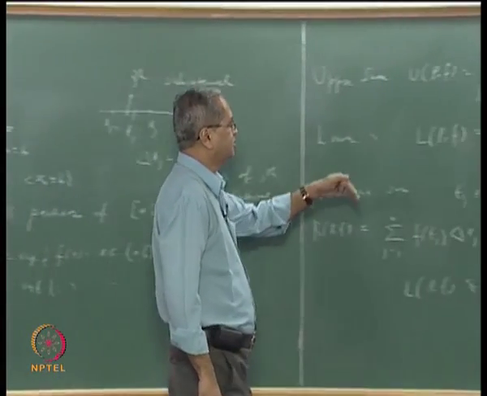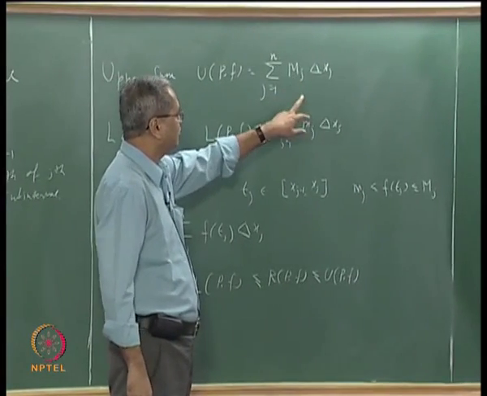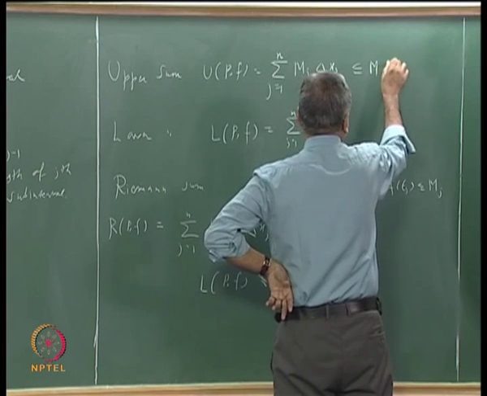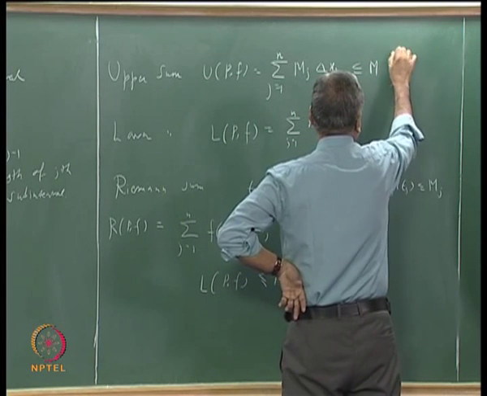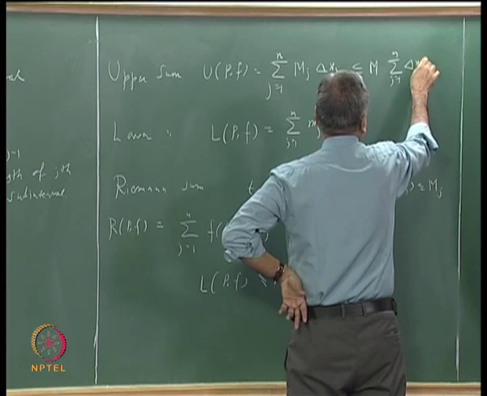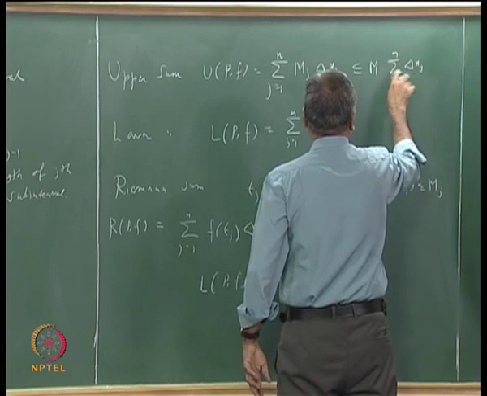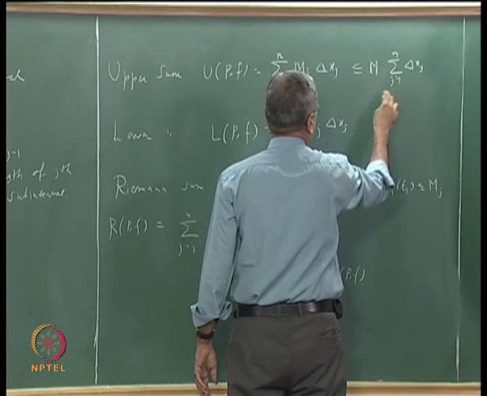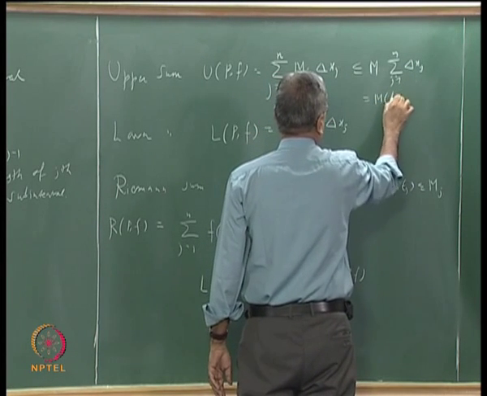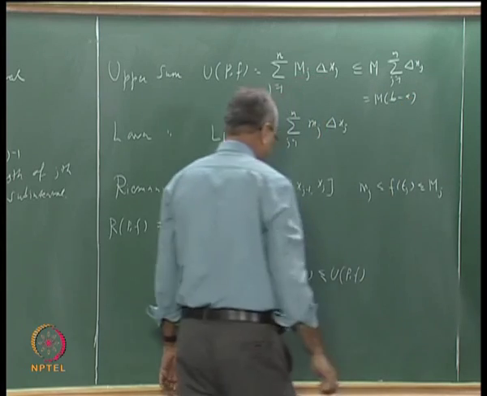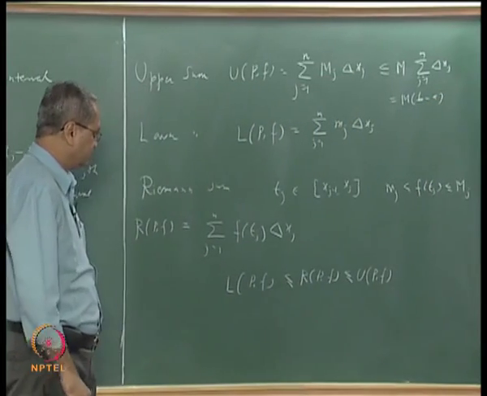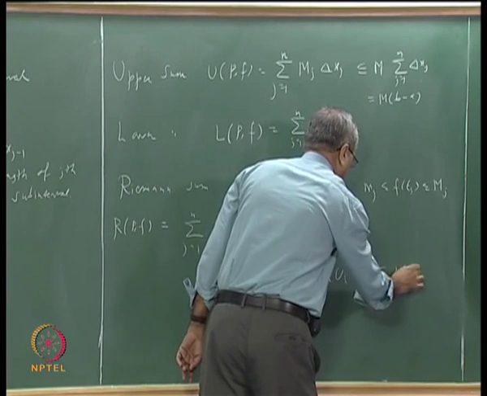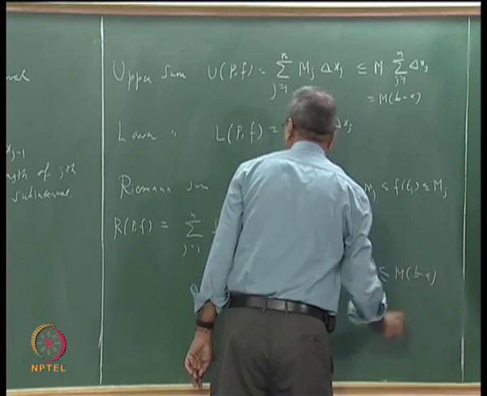So this big M suffix j will be less than or equal to M, so this will be less than or equal to M into sigma j going from 1 to n delta xj, and this sigma j going from 1 to n delta xj is nothing but the length of the whole interval, which is nothing but b minus a. So this is big M into b minus a, that is, in other words, all the upper sums are less than or equal to big M into b minus a, okay.